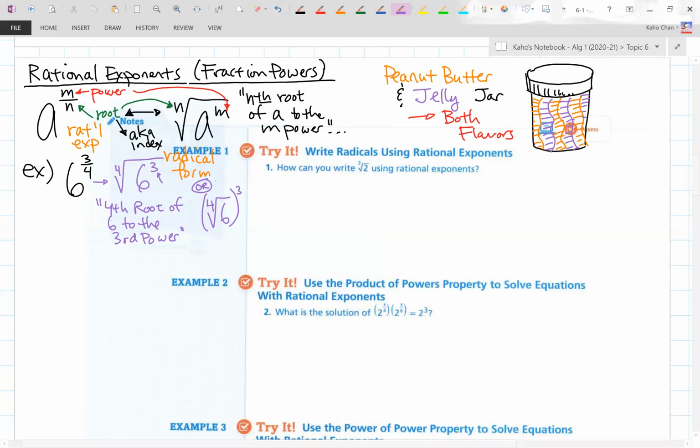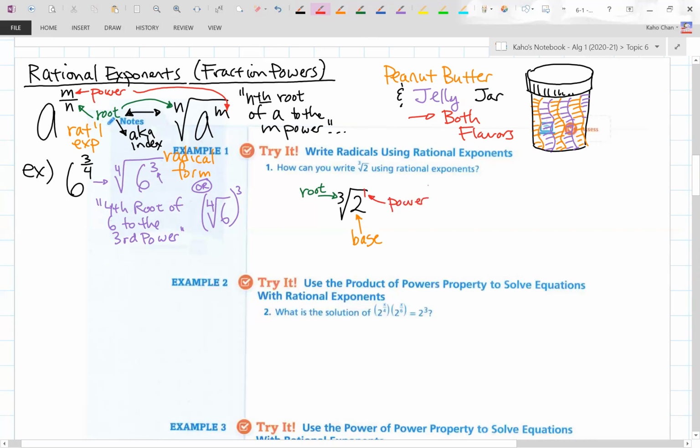We have, hey, how can you write the cube root of 2 using rational exponents? Let's write that down. Cube root of 2. 2 is the base, as you know. The 3, that little number right there on the radical, is called the root or the index. And where the heck is the power? It's actually invisible. If there's no power, assume it's 1. It's just invisible.